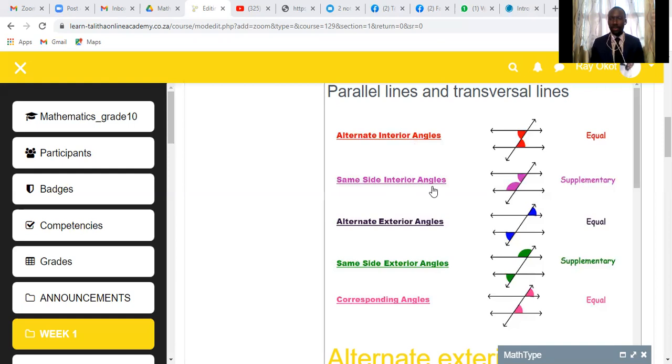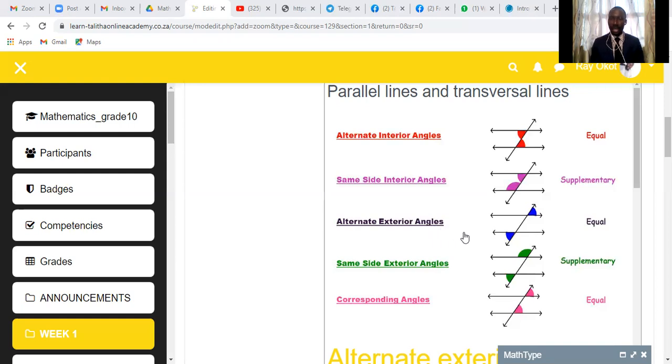We also saw under co-interior angles that co-interior angles, which are this angle and the other angle, are supplementary, meaning they add up to 180. The other property that we are yet to discuss now is the concept of alternate exterior angles.